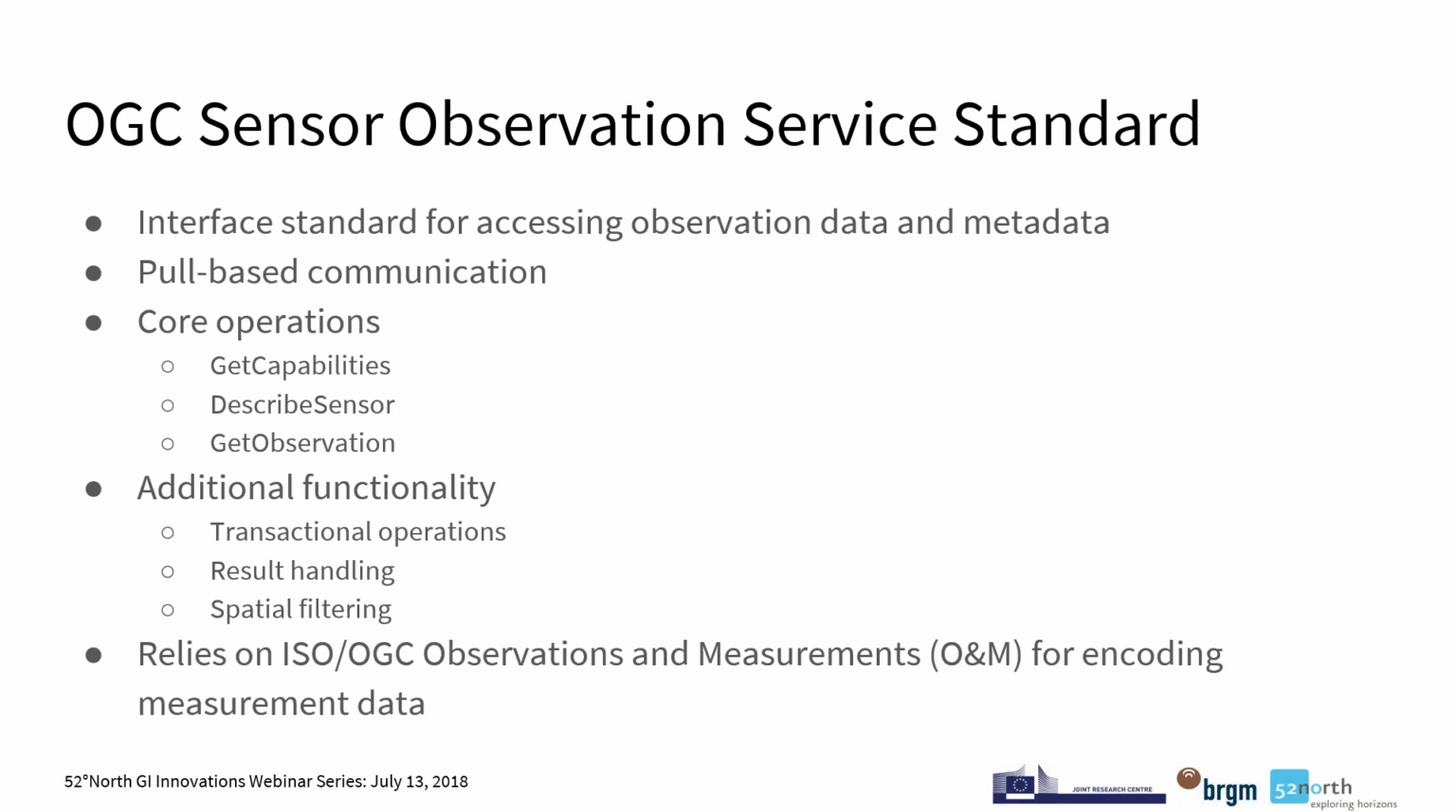So with that operation, you would define, I'm interested in a certain set of data and I want to download that. Then there are additional functionalities such as transactional operations, which allow you to publish your data, the result handling operations as a complementary way for a more lightweight text encoding style transmission of data, and spatial filtering as an extension for dealing with observations that have a specific spatial reference. That's especially relevant if you're dealing with mobile sensors where each measurement is taken at a different place.